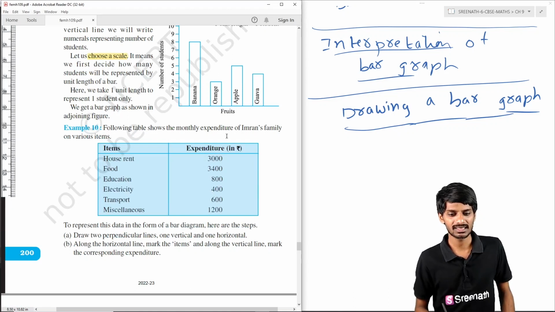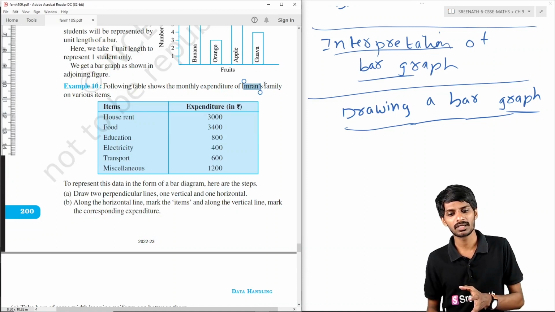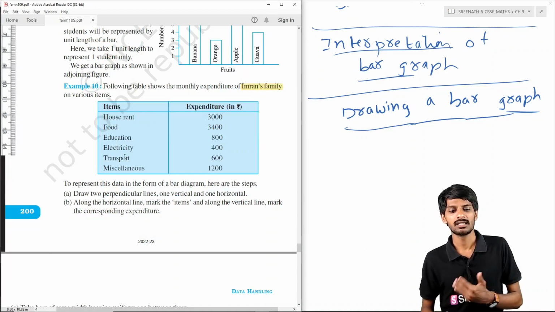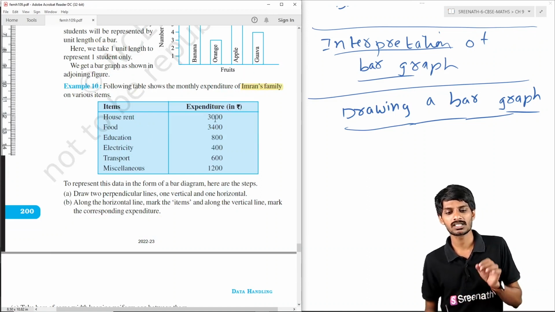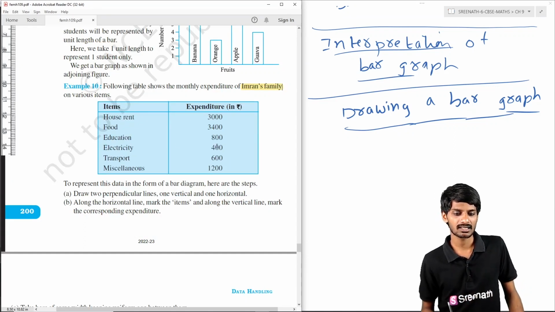The following table shows the monthly expenditure of Imran's family on various items. So students, Imran's family expenditure is given by the table. House rent is 3000, food is 3400, education is 800, electricity is 400, transport is 600, miscellaneous is 1200. To represent this data in a bar graph, how will you do it?